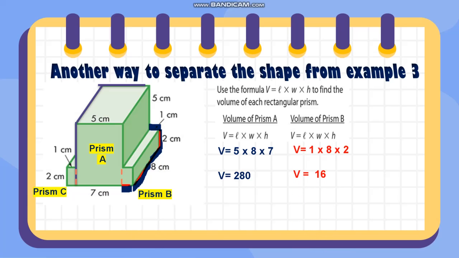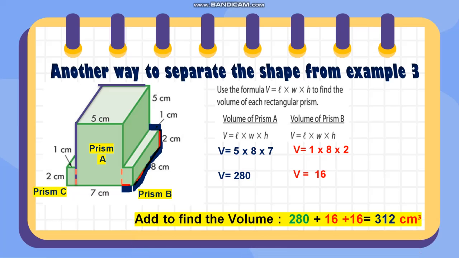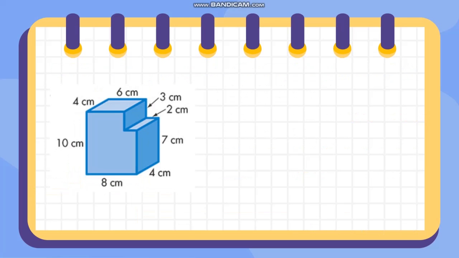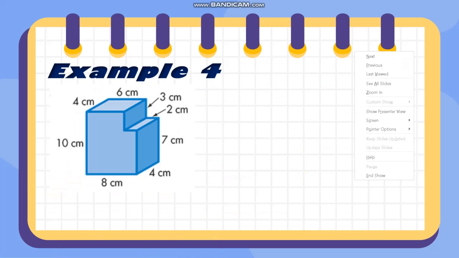And this prism B is almost the same on prism C. So prism C is equivalent to 16 also, the volume. So we just simply add all the volume of prism A, prism B, and prism C. Prism A is 280, prism B is 16, and prism C is 16, and we have 312 cubic centimeter. Now, I have another example here.